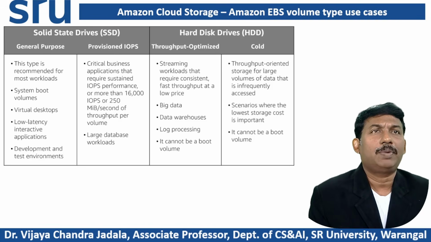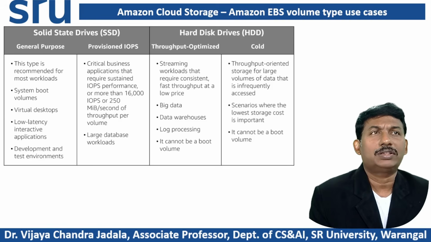Whereas provisioned IOPS is for critical business applications that require sustained IOPS performance, more than 16,000 IOPS or 250 MB per second of throughput per volume. Then large database workloads are also related to provisioned IOPS.